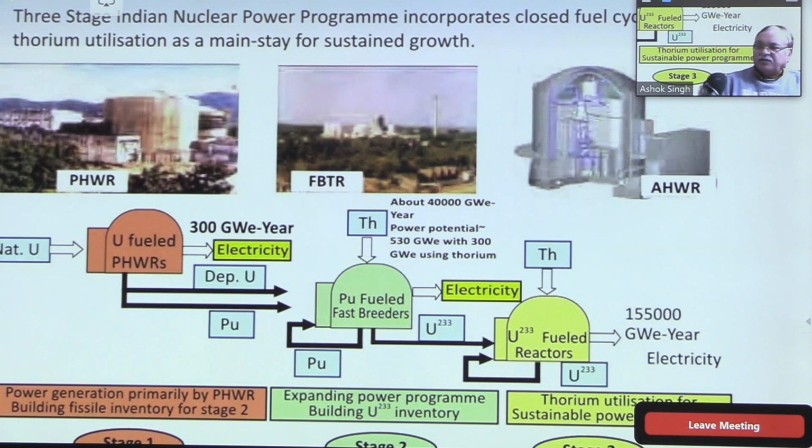So notice that in the third stage you will have the uranium-233 coming from the second stage, combined with thorium obtained naturally. That will become the basis for the third stage. So these stages are logically linked.